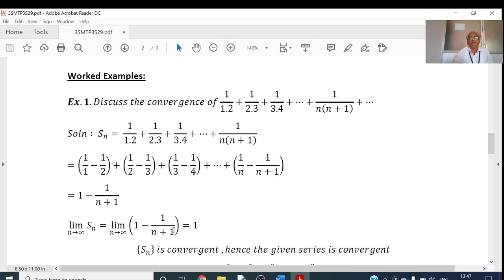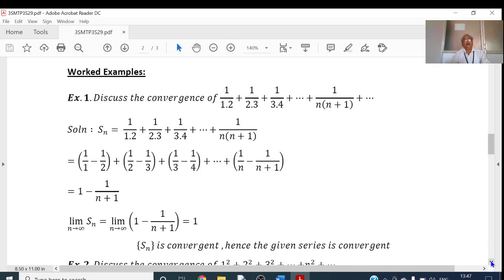As n tends to infinity, this term tends to 0, since 1 by infinity is equal to 0. That is 1 minus 0, which is equal to 1. This limit is finite and unique. Therefore, the sequence Sn is convergent and therefore the given series is convergent.